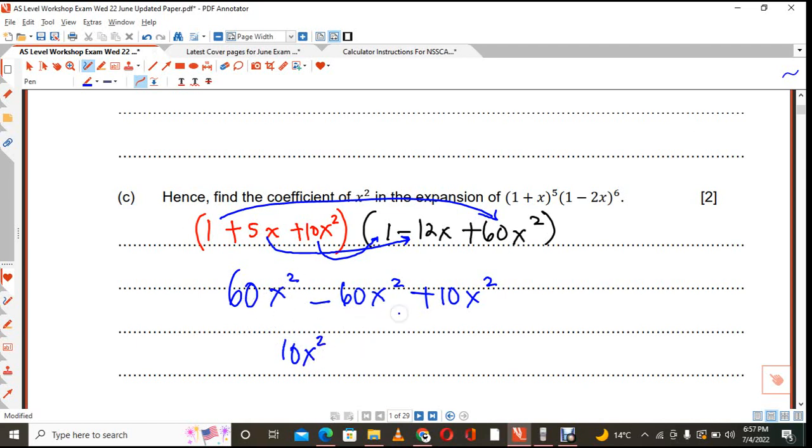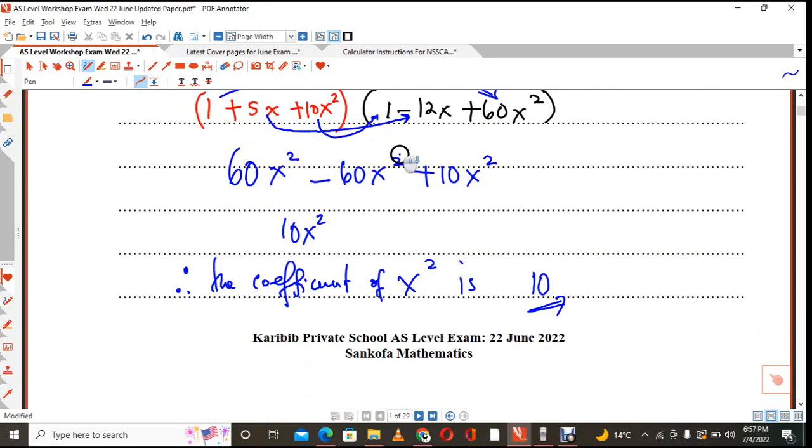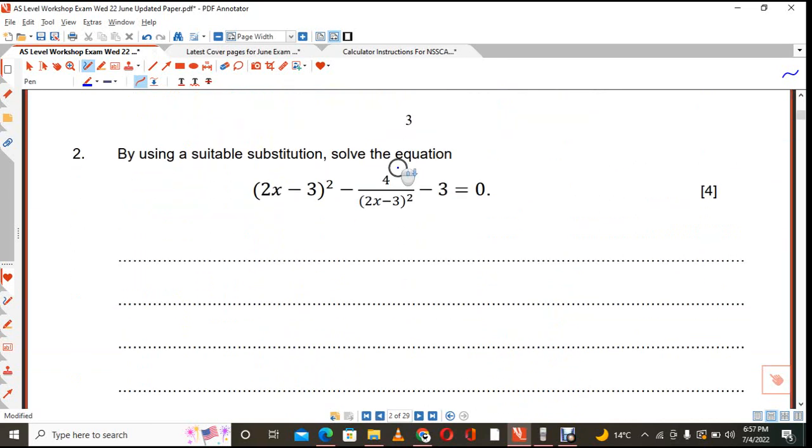But what is the coefficient of x squared? So you will say, therefore, the coefficient of x squared is 10. Okay, and that is how you answer that particular question. All right. Now, let us go to question 2.